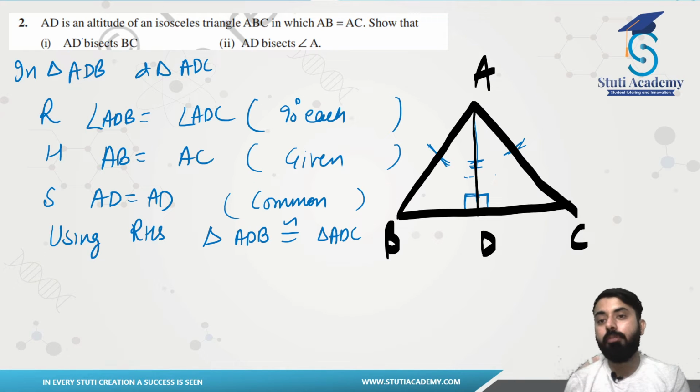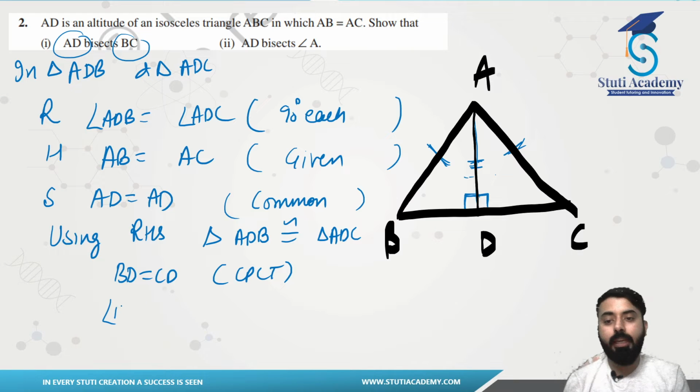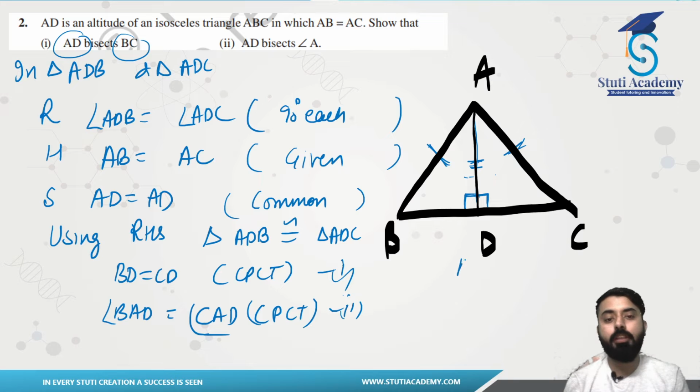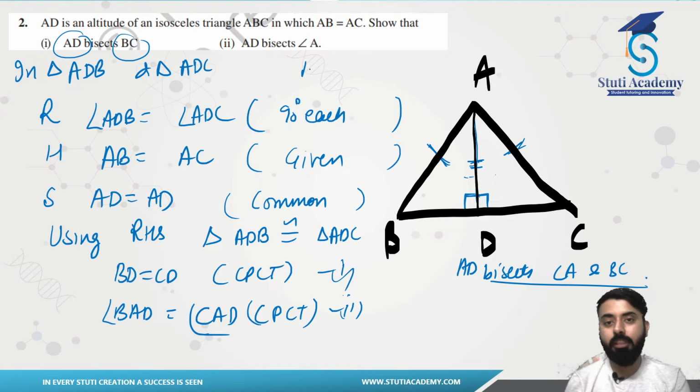And you have to do what? You have to prove AD bisects BC. Now simply you can do this. BD is equal to CD, by CPCT. And one more thing, angle BAD equals angle CAD, by CPCT. So from 1 and 2, you can say AD bisects angle A and BC. So AD bisects angle A and BC. I hope you guys understand this, or in short you can say AD is the perpendicular bisector. You can do that also.